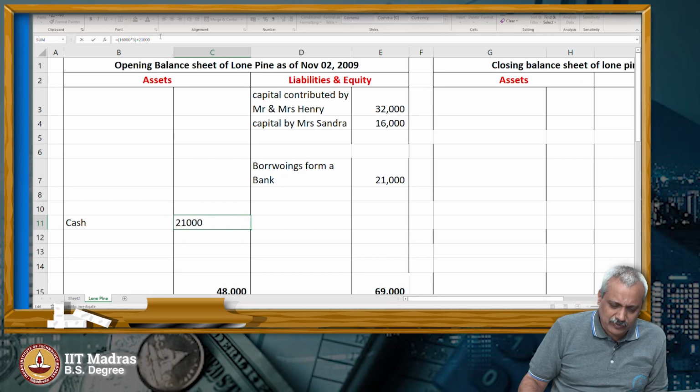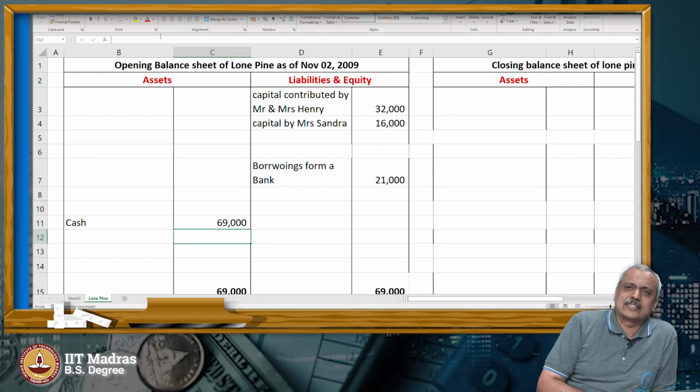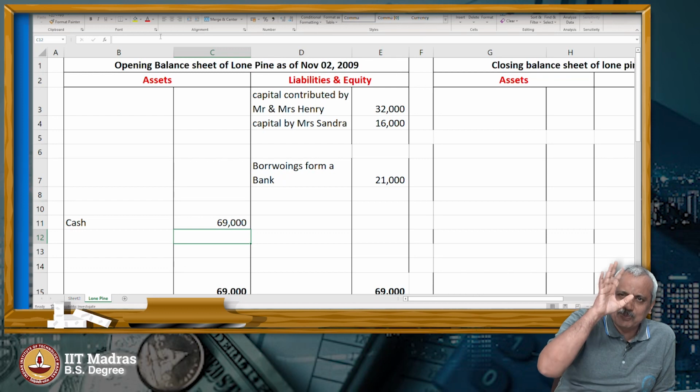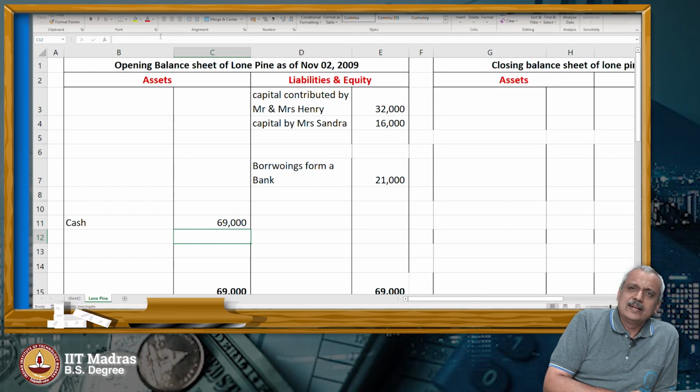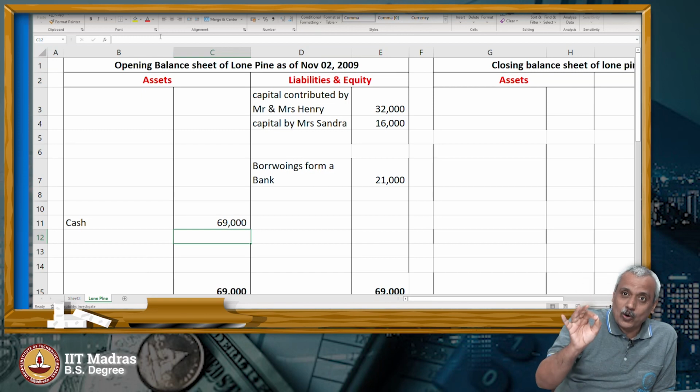I am very sure a lot of you have a lot of doubts out here. Now, let me come back and explain. Sir, it's a loan. How is it an asset? It is a loan. I have taken a loan. It is not an asset for me. Now, let me take a very simple example. You go to the bank and take a loan of $21,000. The bank is giving you cash of $21,000. That $21,000 is a loan.